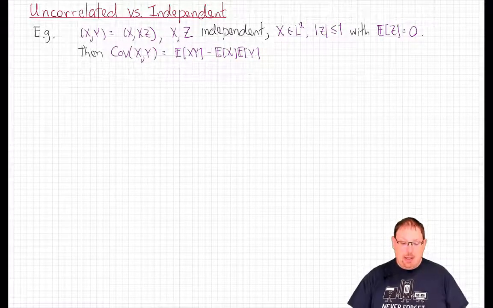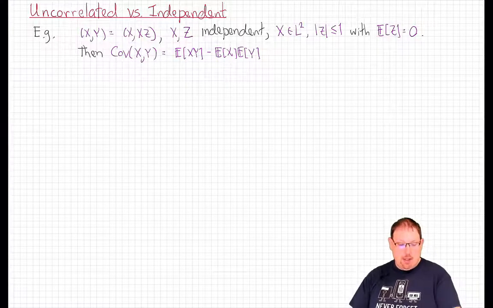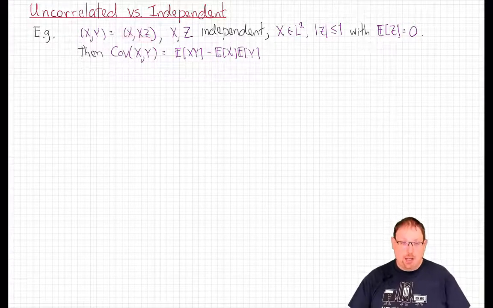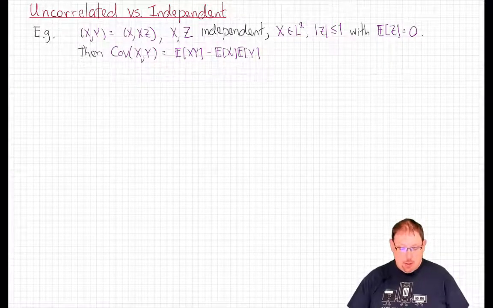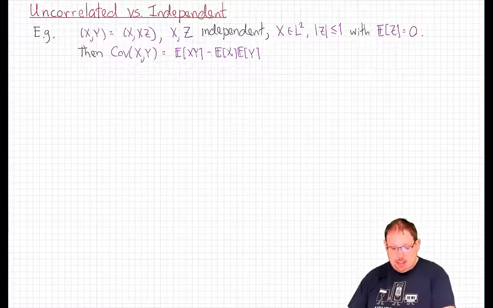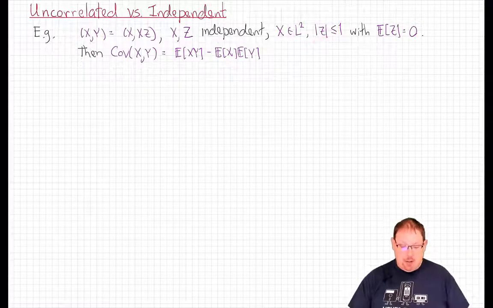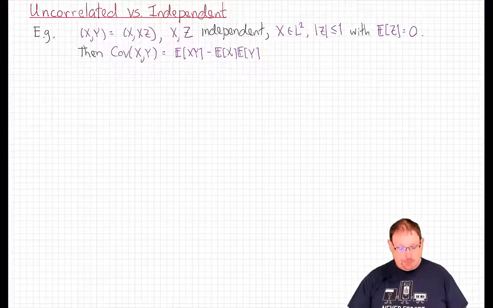However, if Z has expectation 0, then these two will be uncorrelated. That is, provided correlation even makes sense. We need both of the random variables X and Y to be L2. So let's assume that X is in L2, and to make things easy, let's assume that Z is a bounded random variable, because then Z times X is certainly also in L2.